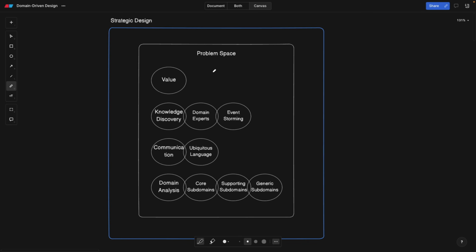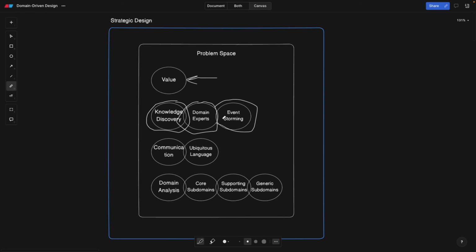So first, we need to identify what value our app is bringing. What is our solution in general, and then we need to actually do some knowledge discovery. Meaning, we need to identify who our domain experts are. So basically, the business people that are sitting across the room on your floor of your company, and we need to do an event storming.